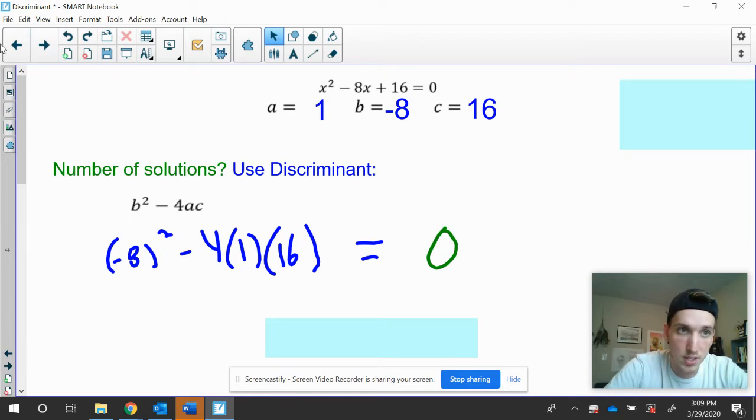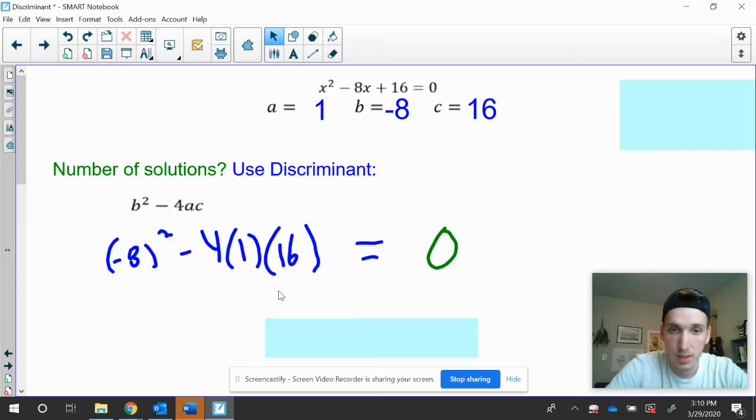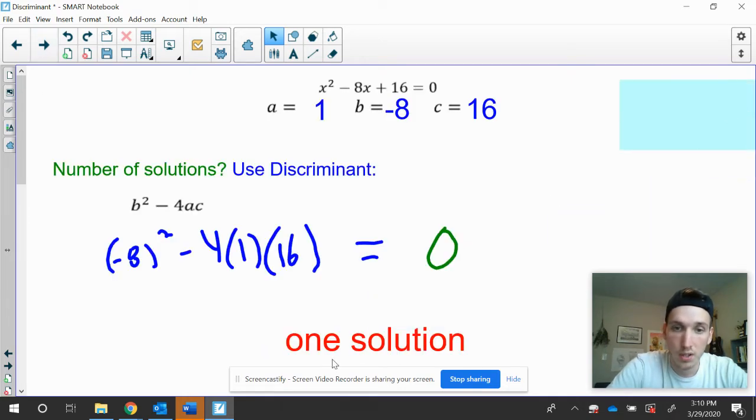So let's go back to our table. What happens when the discriminant is 0? What does it tell us? That means we're going to have one real solution. In other words, our parabola is only going to cross the x-axis at one place. One solution, because our discriminant is 0.